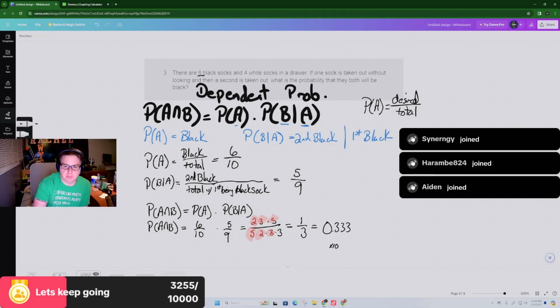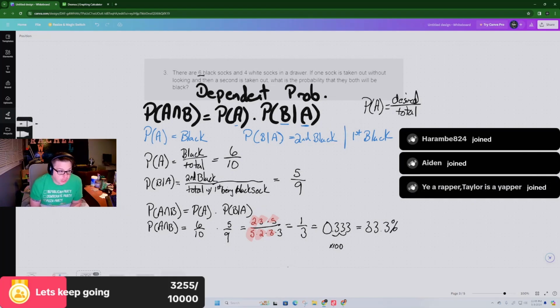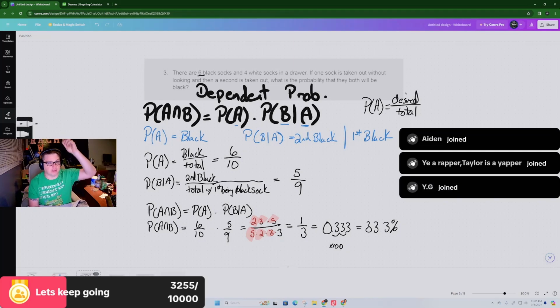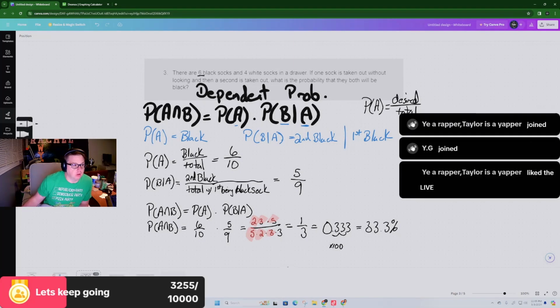And if we times this by 100, which is moving the decimal 2 places to the right, we're going to get 33.3%. So there's a 33% chance of pulling a black sock and then another black sock, which hopefully stands to figure because there are more black socks than there are white socks, and there's only 10 of them total. So hopefully it sort of begs the question that 33% chance is a pretty good one. We should be able to do this once every 3 tries.